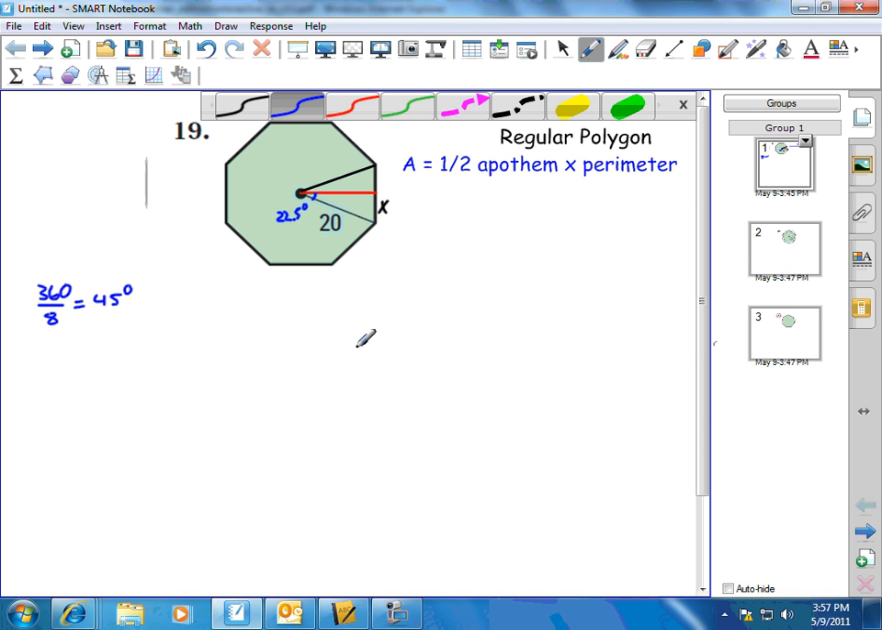All right, so again, we're looking for X. If I can get X, this is half. Remember, this apothem is a perpendicular bisector, so this is half the side. X is half the length of the side of this octagon. So if I can get X, I can double that. That gives me a side length, and then multiply it times 8. That gives me the perimeter.